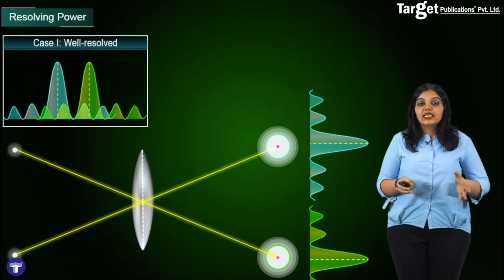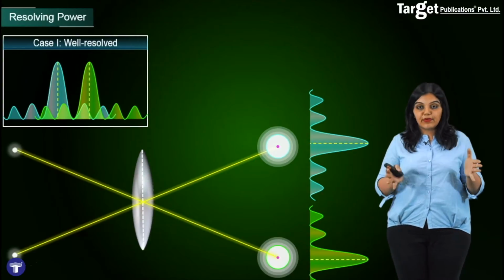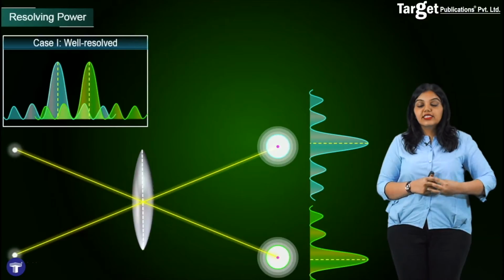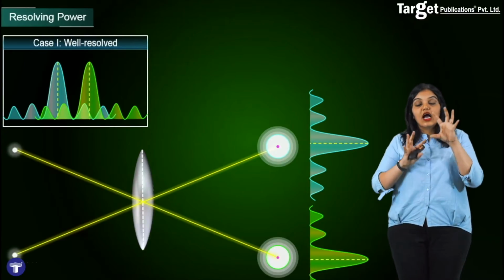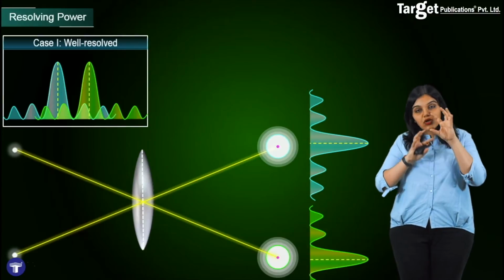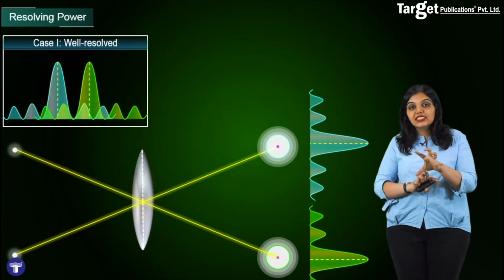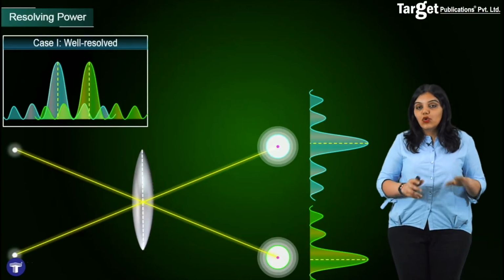Resolving power is just the limit up to which you can still see two images separately. For example, here you have two point objects shown as two bright spots, and at this point their images, which are these two bright disks, are well resolved. That is, not only are the two objects separated, but their two images, that is the two disks, are also very far from each other. So this is extremely well resolved. There is no problem here.